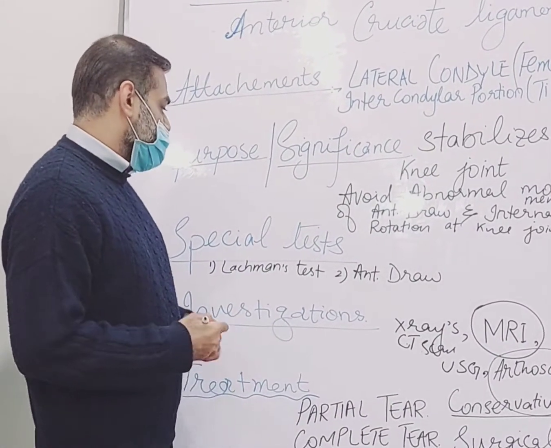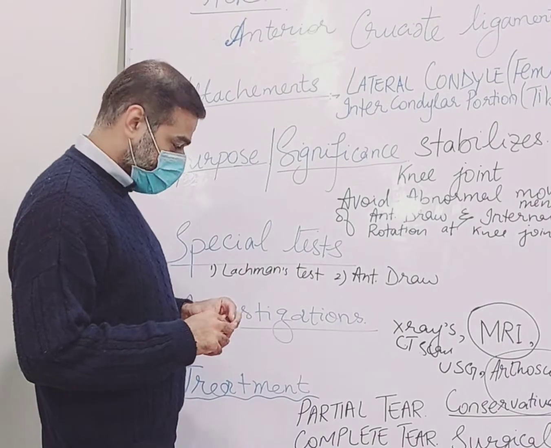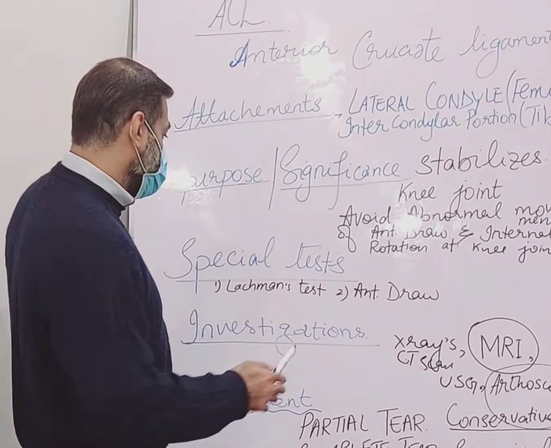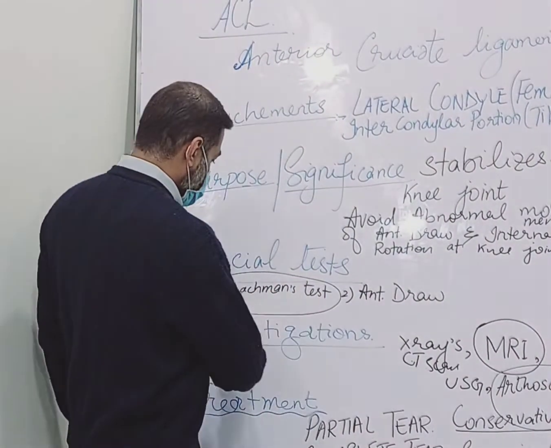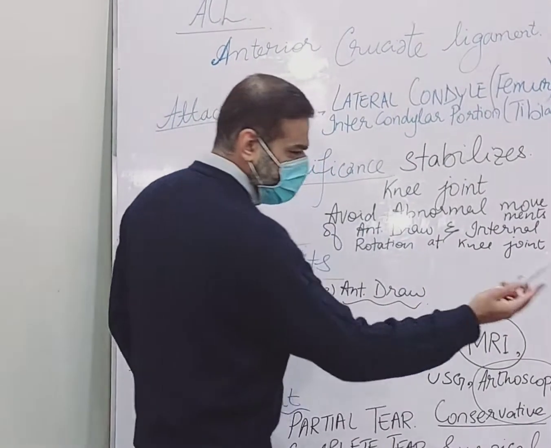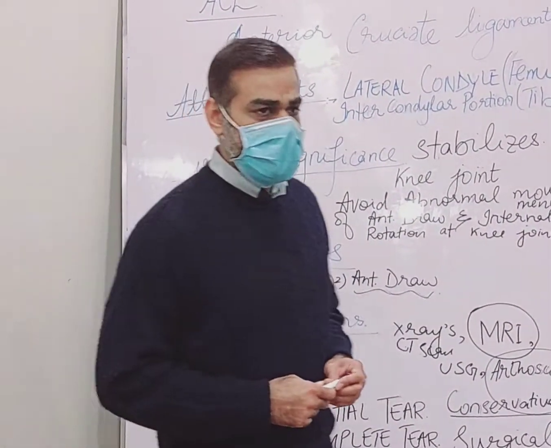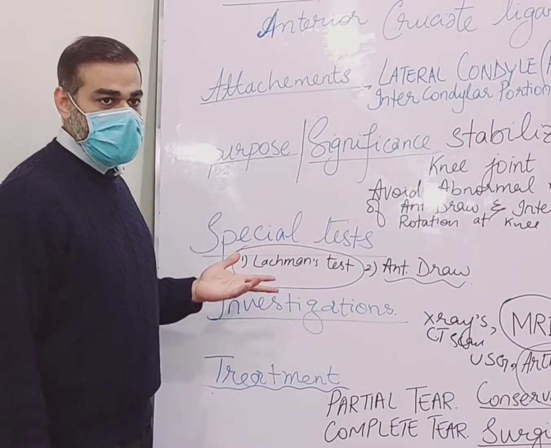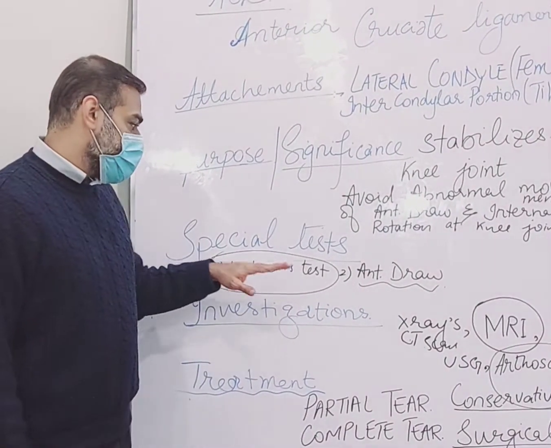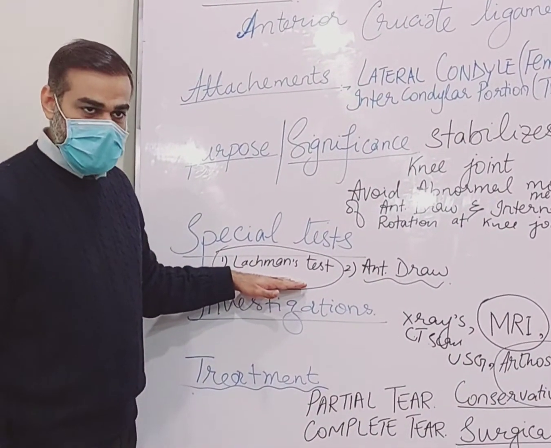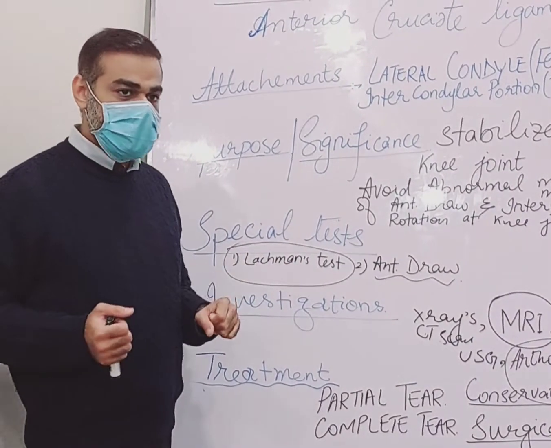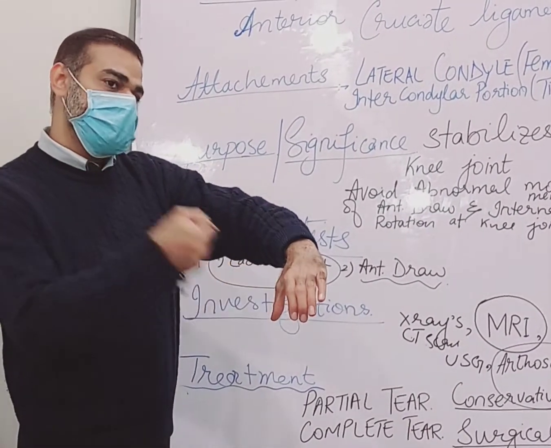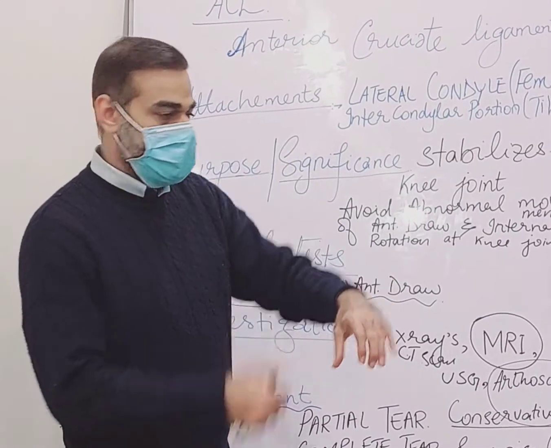What are the special tests performed to diagnose? Physically, the most important test, the gold standard test that we perform to diagnose, is the Lachman test, and the other one is the anterior draw test. There is another one which we do with the help of a machine, KT1000, but I am not going to mention that over here. These two tests we usually perform in our clinical setups as clinicians. One is the Lachman test, which is the gold standard test. We usually perform it by bending the knee at 20 to 30 degrees and fixing the femur, and anteriorly we draw the tibia forward just to check this.